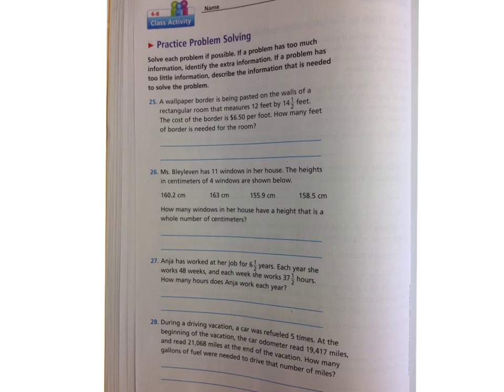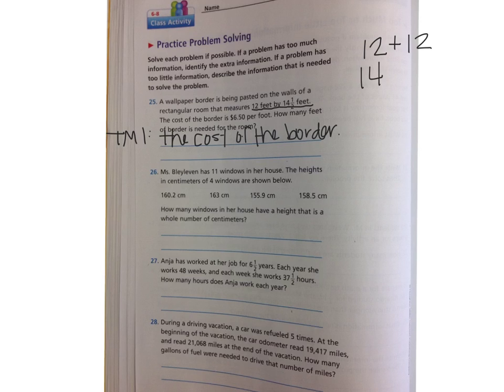Okay, so I'm going to underline 12 feet and 14.5 feet because it says how many feet of border is needed for the room. And I know that border means perimeter. So the cost of the border, that is $6.50 per foot, is unneeded information. But the 12 feet by 14.5 feet is important because I'm looking for perimeter. And to find perimeter, I would do 12 plus 12 and 14.5 plus 14.5.